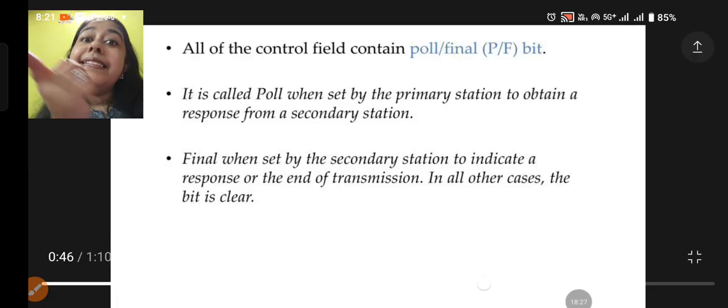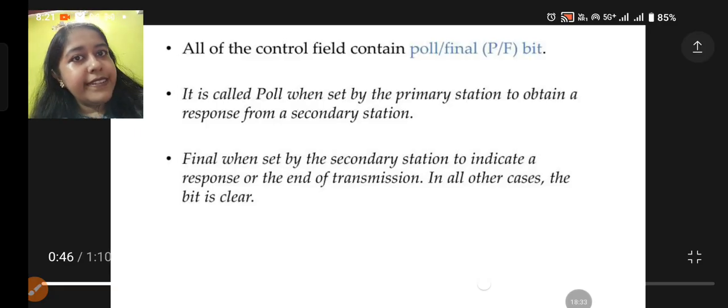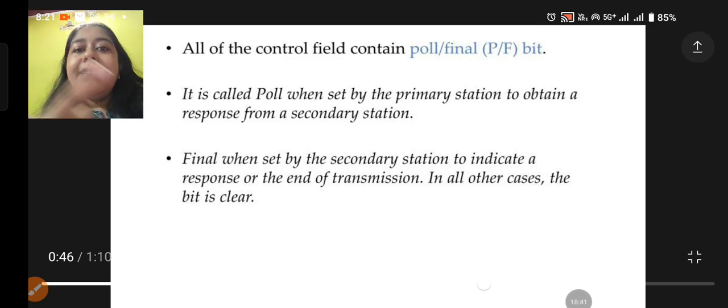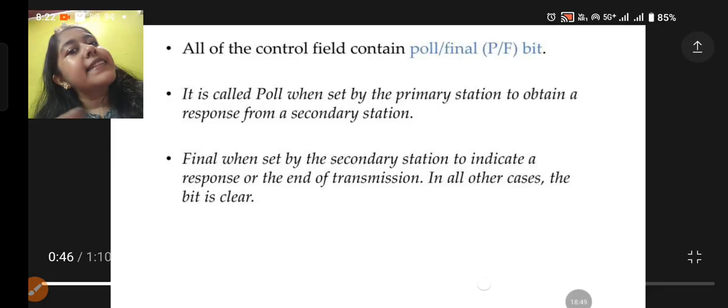Final is set by the secondary station to indicate a response or the end of transmission. If the secondary station is telling you about an end of transmission, it will give a final bit. Or if the secondary station is indicating a response, at that time also the final bit. In all other cases the bit is clear.